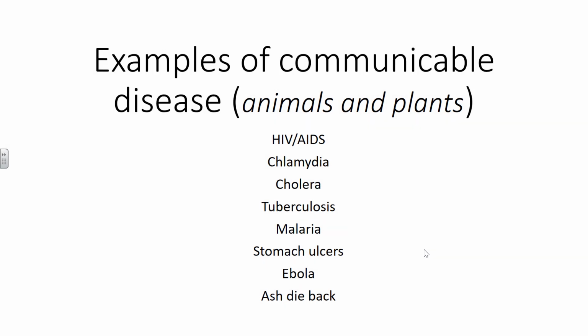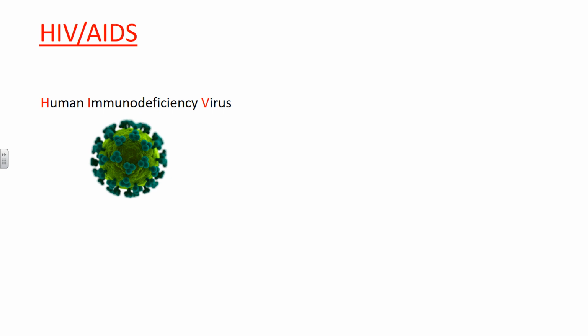With human health and disease, there are non-communicable diseases and communicable diseases. And we're going to look at several here. Most of these involve animals, some of them involve plants. HIV, the human immunodeficiency virus, leads to AIDS, but AIDS is quite separate from HIV, as I'll explain later.